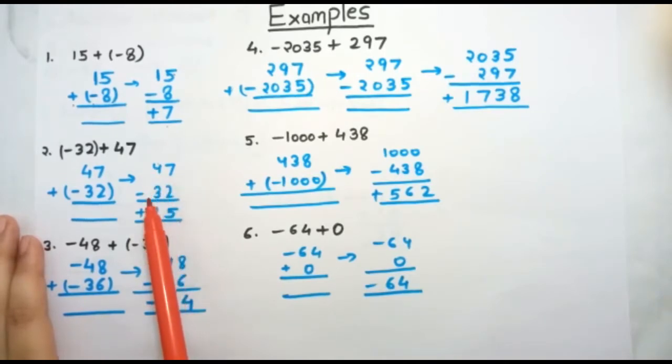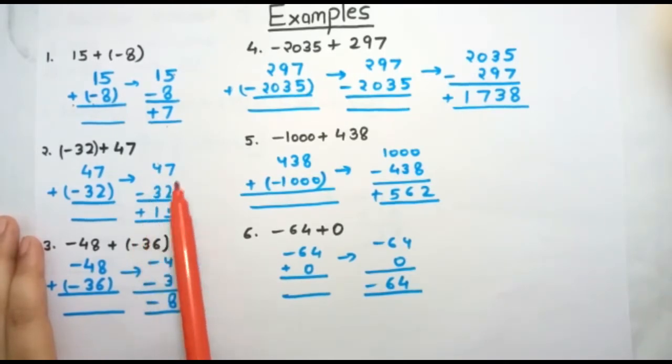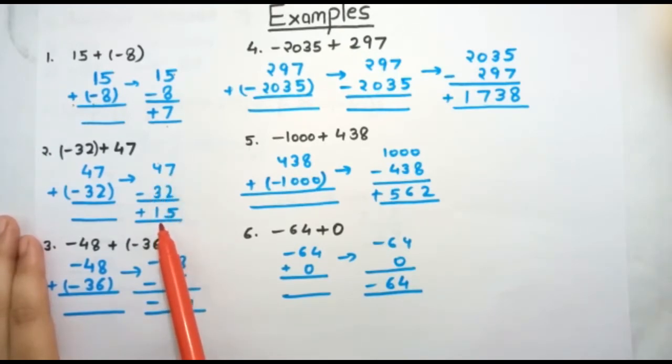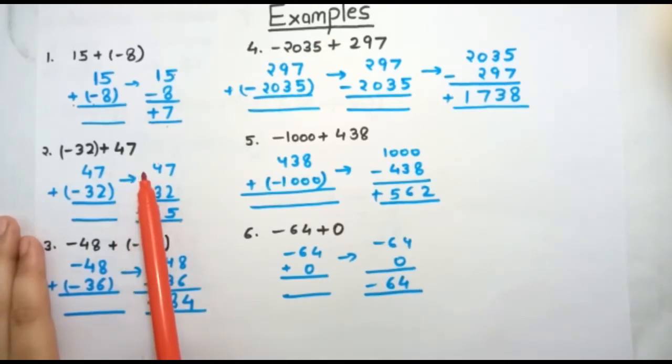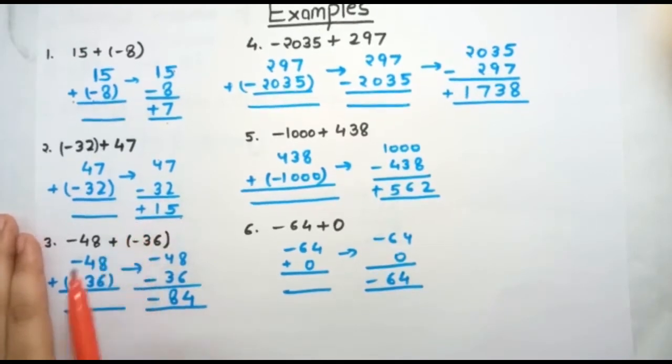So plus and minus would be minus. So we are subtracting 32 from 47. 7 minus 2, that is 5, and 4 minus 3, that is 1. The sign would be positive. Why? Because the sign is always of the greater number, and 47 is the greater number. That's why the sign is positive.